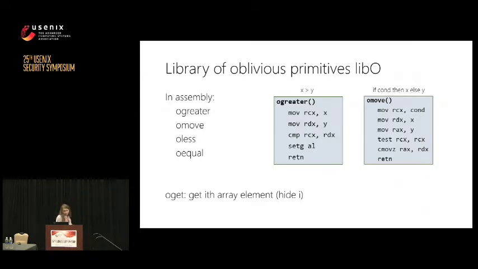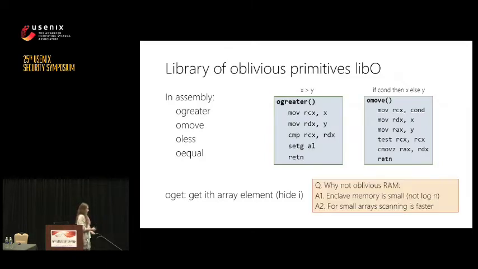So we also have this oblivious get primitive, which basically gets an ith element out of an array, but with the following property: we want to hide which of the indices we've accessed. For those of you who know what oblivious RAM is, one would ask why not use oblivious RAM, because its whole purpose is to do exactly that. So why didn't we use it?